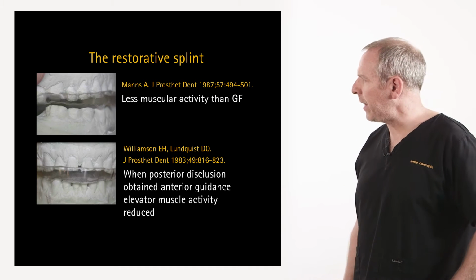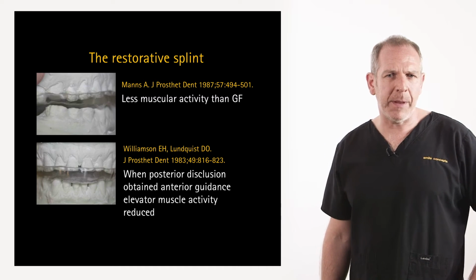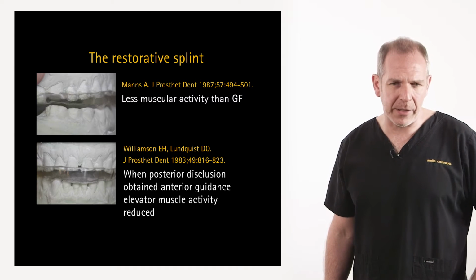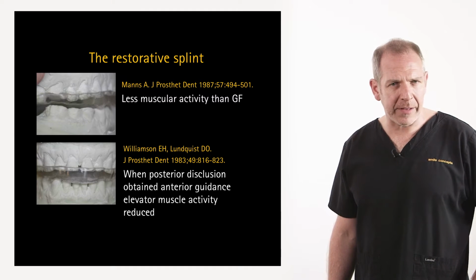So if you think they have a bad occlusion, these splints, because they're going to give you an ideal occlusion, will help with that. Now, there's a lot more to the restorative splint because it requires a centric relation record, and they are more time consuming to adjust and fit. So there is much more to this splint than we will cover in this lecture.